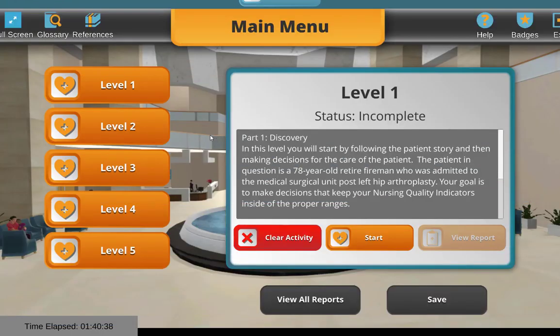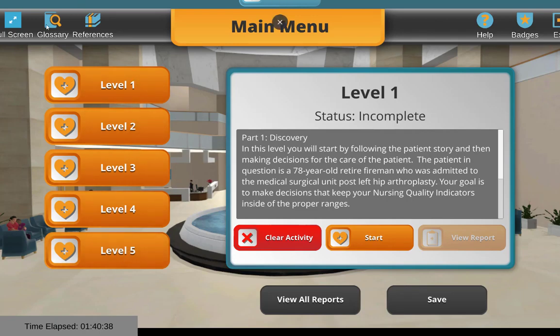You will see that there are 5 levels. There are 2 patients per level. 1 patient is used in the discovery phase, and the other patient is used in the application phase. With these 10 patients and these 5 levels, you should expect your learners to take approximately 4 to 6 hours to complete the entire simulation.